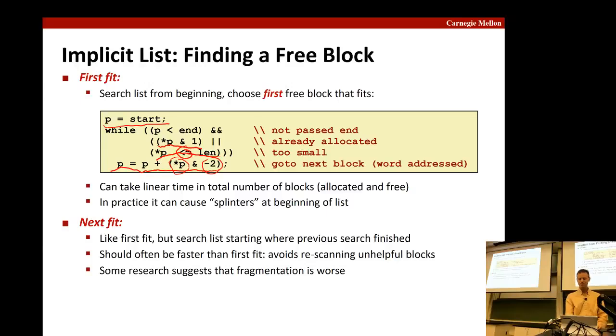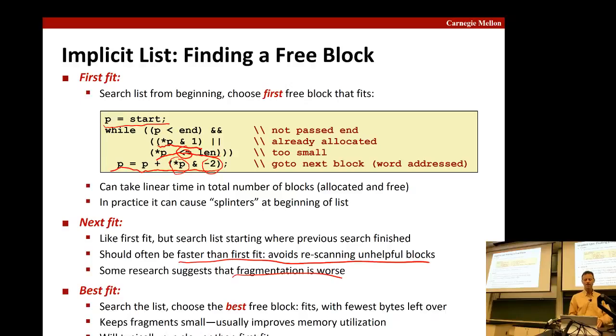So first fit is often faster because it avoids rescanning unhelpful blocks, but some research suggests that fragmentation is actually worse. All right, the other extreme is best fit, where you in some sense go through all the possible choices and find the one that fits with the fewest bytes left over.